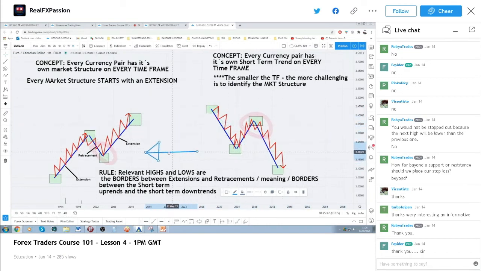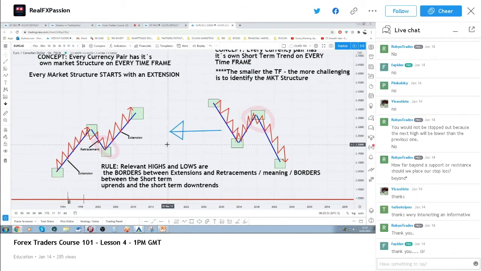And talking about, hey Passion, how can we identify the relevant highs and lows, the structural highs and lows? We have a rule here. Relevant highs and lows are the borders between extension and retracements, meaning the borders between the short-term uptrends and the short-term downtrends. Okay? Now we're going to check the chart, everybody.